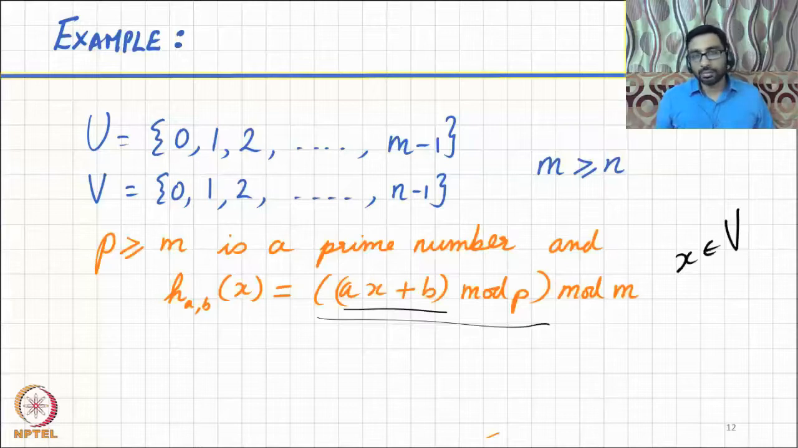And let's pick a prime number p that is larger than m. Okay, and let's define a hash function h with parameters a and b. This hash function will take an x, where x is in the set V. We'll take an item x and hash it into the location ax plus b. First, you mod it with p, and then you mod with n. Okay. Well, that's just a single hash function.